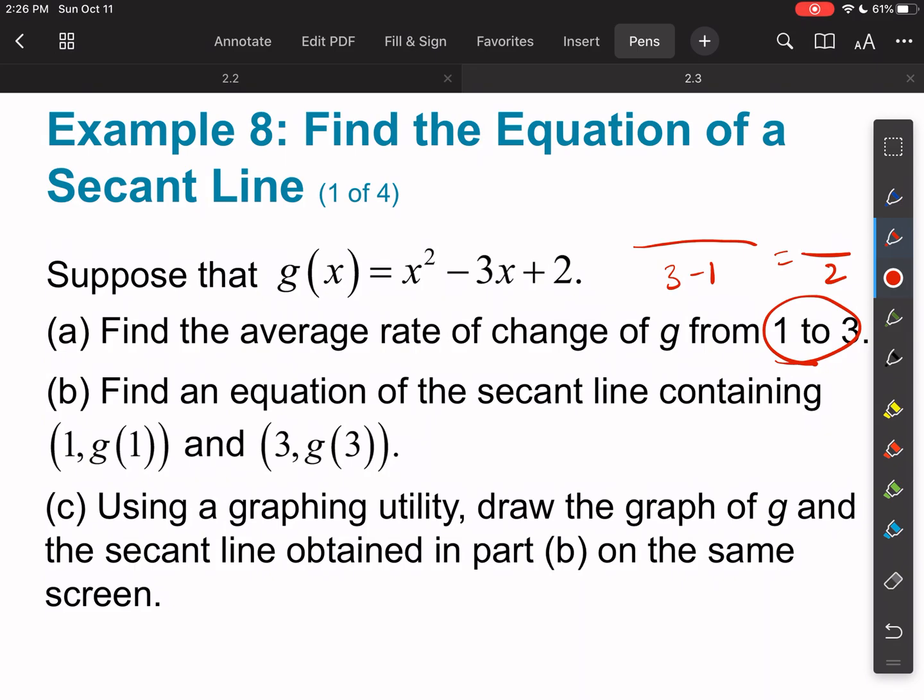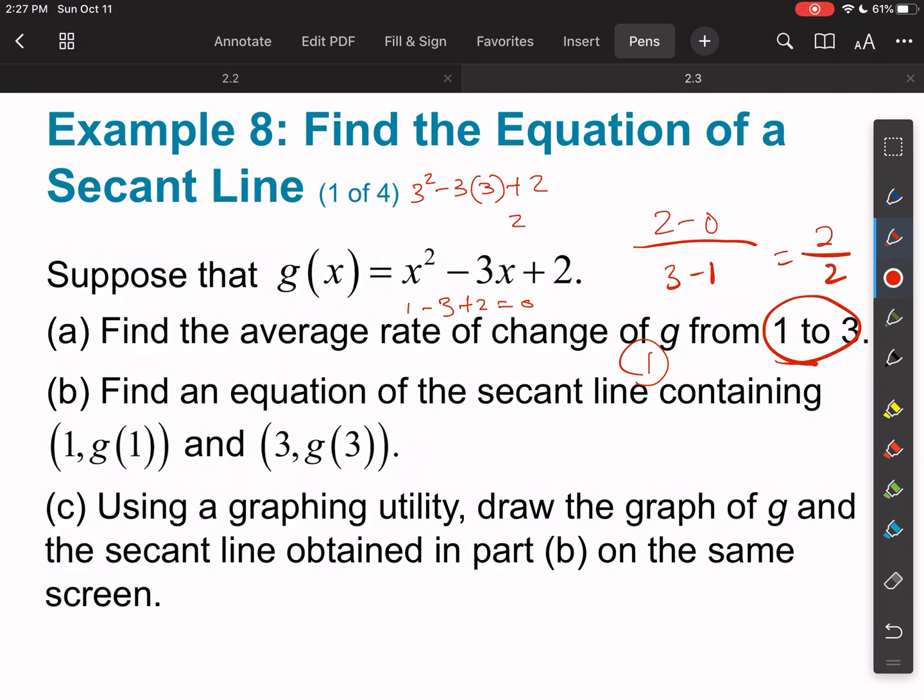Then let's actually plug those in. If I plug a 3 into this function, 3 squared minus 3 times 3 plus 2, we get 9 minus 9, which is 0, plus 2, which is 2. So if I plug a 3 in, I get 2. If I plug a 1 in, 1 squared is 1, minus 3 times 1 is 3. So 1 minus 3 is negative 2. Negative 2 plus 2 gives me 0. So I get 2 minus 0, which is 2. 2 over 2 is just 1. So the average rate of change from 1 to 3 is just 1.